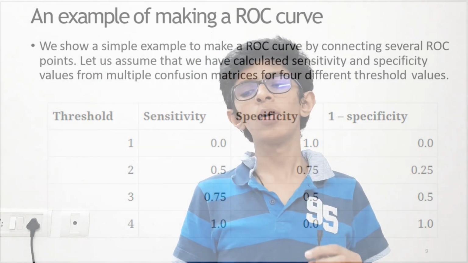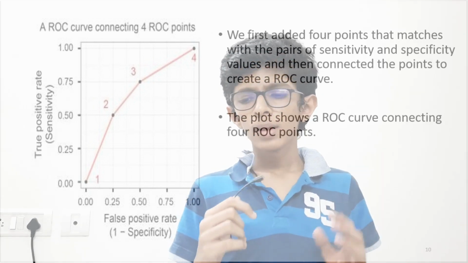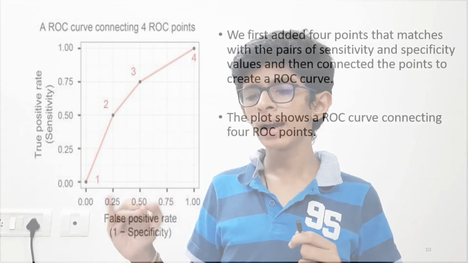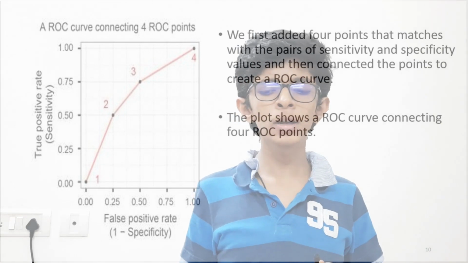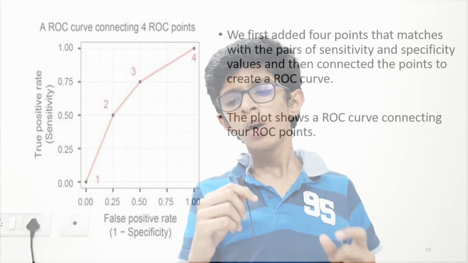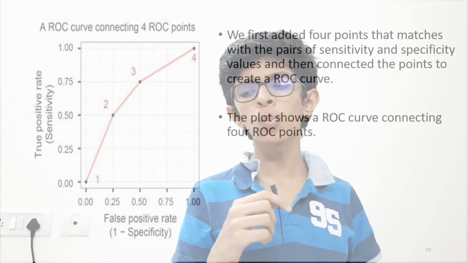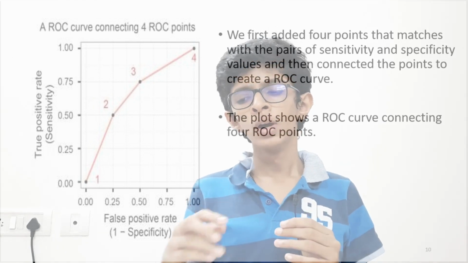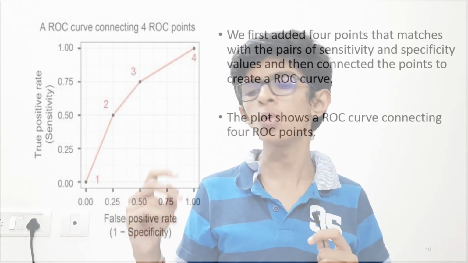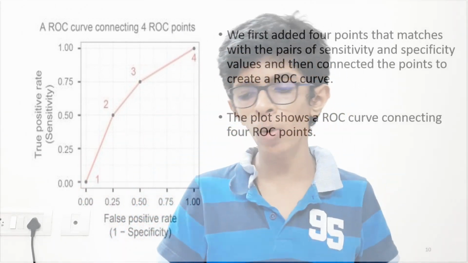And now a ROC curve connecting 4 ROC points. Over here there is a table which shows a false positive rate on the x axis and a true positive rate on the y axis. True positive rate is known as sensitivity and false positive rate is known as one minus specificity. We added 4 points that match the pairs of sensitivity and specificity values and then connected the points to create a ROC curve. The plot shows a ROC curve connecting 4 ROC points.